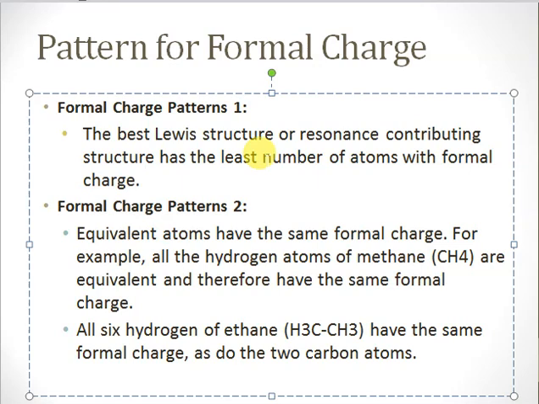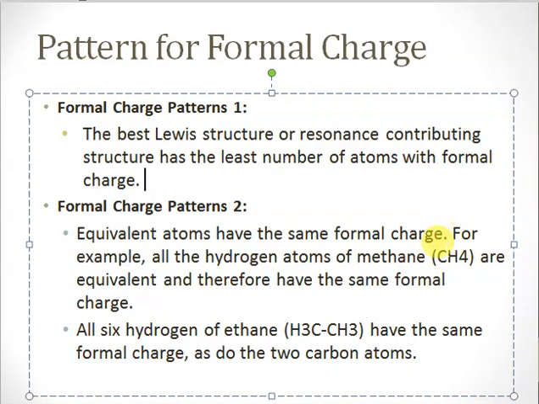The second important pattern you can know is that if atoms are attached to the same atom, then similar atoms will have the same formal charge. For example, in a methane molecule, all four hydrogens are attached to this carbon.